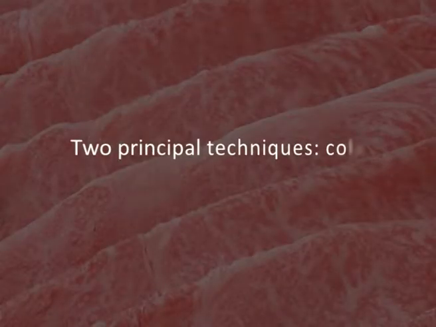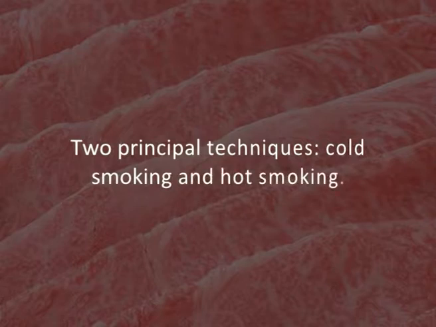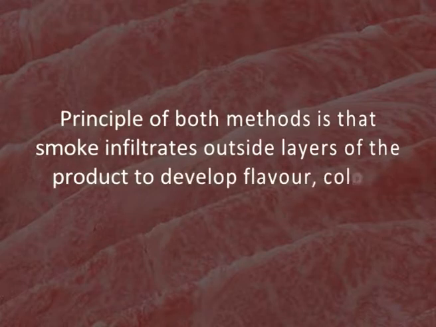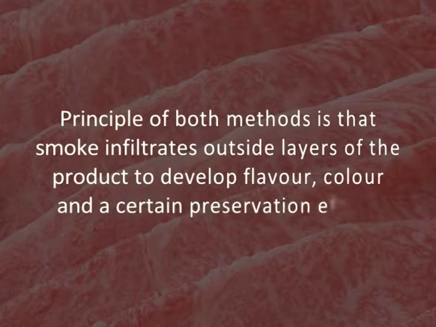Depending on the product, smoke is applied at different temperatures. There are two principal smoking techniques, cold smoking and hot smoking. The principle of both methods is that the smoke infiltrates the outside layers of the product in order to develop flavor, color, and a certain preservation effect.